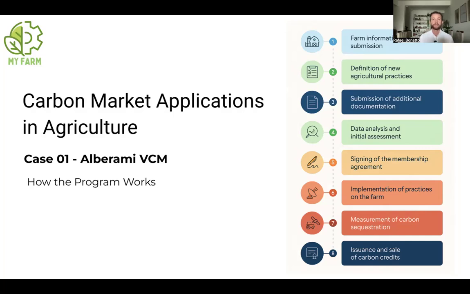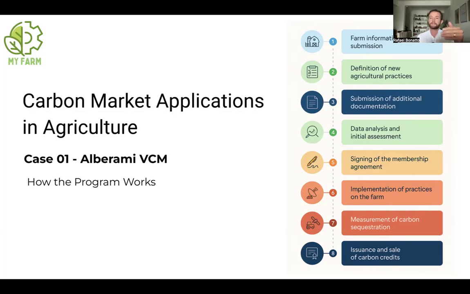So how does Alberami do the follow-up of the pre-qualification of farmers to the platform, how the program works? They have 8 different steps so the farmer can actually get into the platform, participating in a project. In the farm information submission, a farmer submits the information by accessing the platform of Alberami. They get to the website, they make the membership, and once they have the membership, they download the application or go to the desktop version and put all the information there, okay?